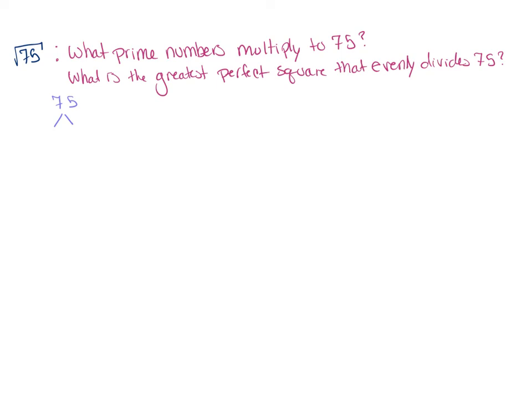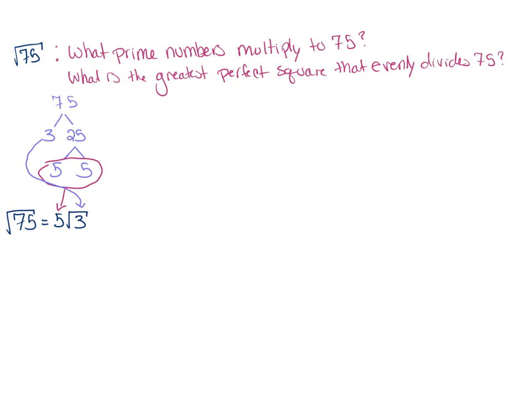Okay. I can pull a 3 out of 75, and I'm left with 25. And now I could pull a 5 and a 5 out, and we're left with the two 5s. So now we know immediately that the square root of 75 is equal to 5 square root 3. Again, my pair of 5s ends up just being 5 there, and my 3 stays inside my radical, my square root.